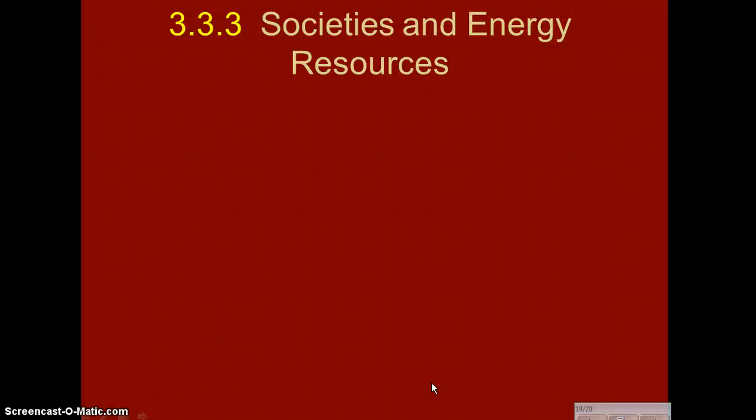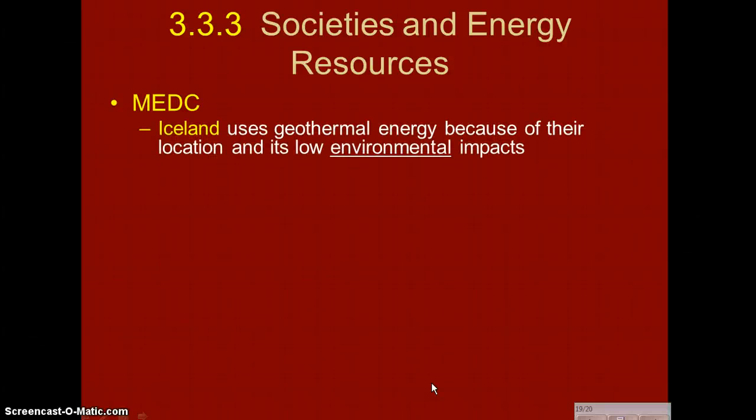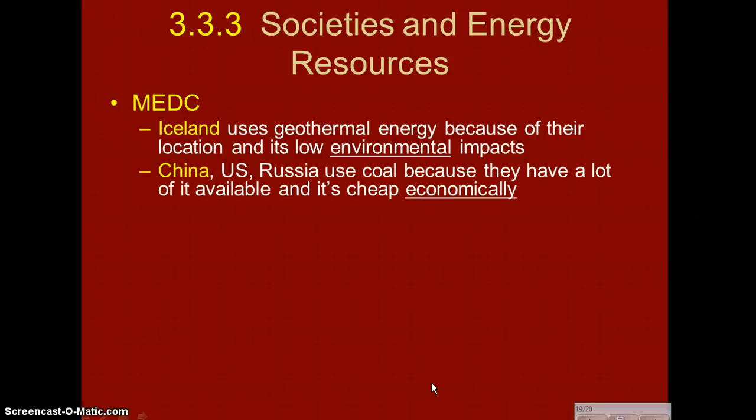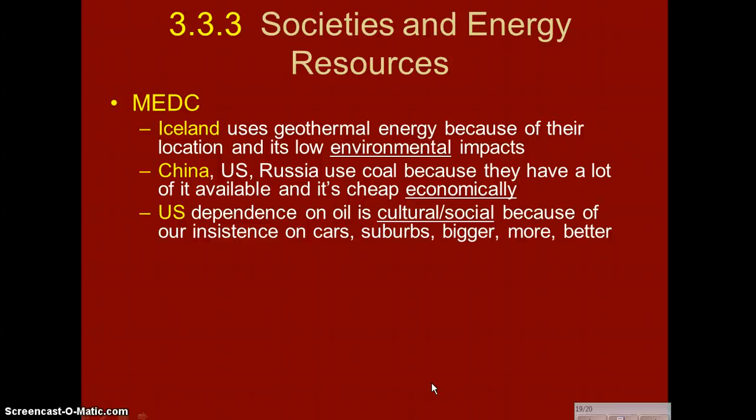Last objective are societies and energy resources. So most more economically developed places are going to have really interesting differences in their use of energy resources. For instance, Iceland really relies on geothermal, and they have that ability, they have the finances to set that up, and they also have it available. China and US and Russia, they're going to use coal because it's cheap, and that's what their economic focus is right now.